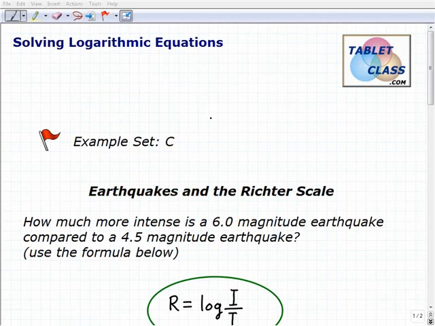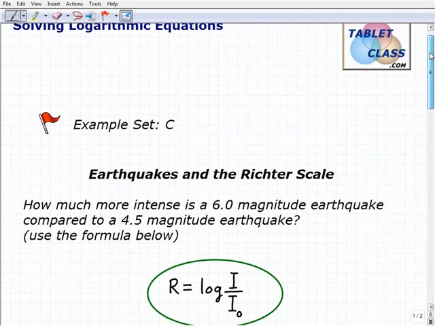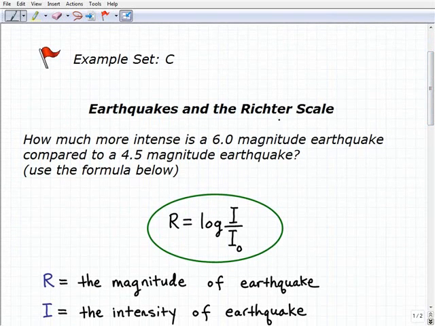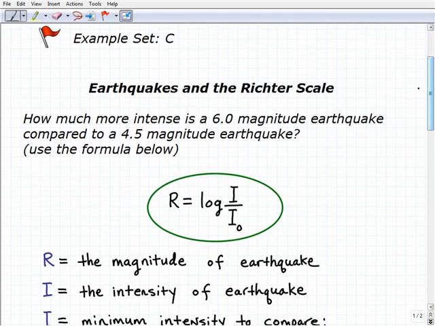This is our third example, set C. And as someone who comes from Southern California and has experienced many earthquakes, I particularly appreciate this problem. Our word problem here has to do with earthquakes and the Richter scale. So let's go ahead and read it. It says, how much more intense is a 6.0 magnitude earthquake compared to a 4.5 magnitude earthquake?